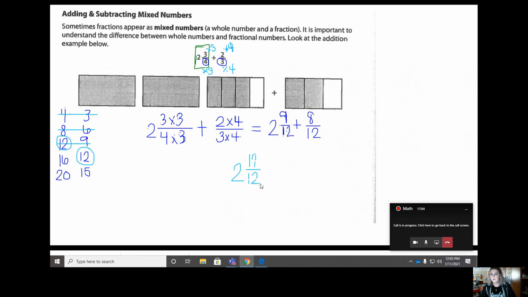Now, remember what I said about improper fractions? We can't have a larger numerator than we can a denominator. That just doesn't make sense. Like I said, you can't have 17 pieces of pizza when you're only supposed to have 12. That's too much. That's too extra.